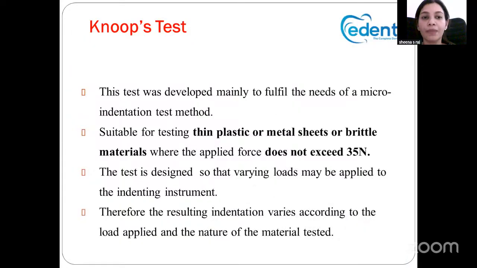Again, another question. Knoop test is very suitable for very thin plastics and metal or brittle material. So all three have been included here, and the force applied should not be more than 35 Newton. This is again a question which has been asked: among the following, which is not correct. So for that you have to know this point. And for Knoop test, three important things: it can be used on thin plastic sheets, metal sheets, brittle material, and the force should not exceed 35 Newton.